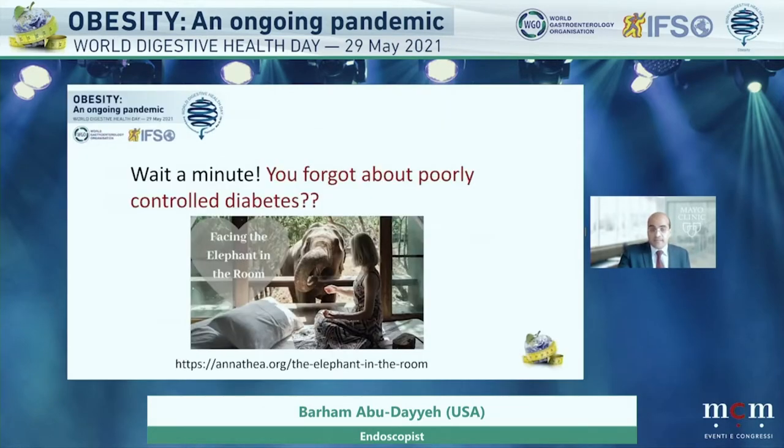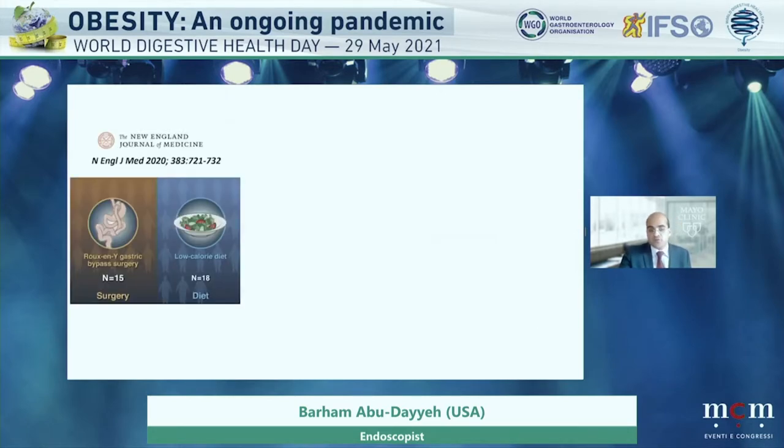But you might tell me, wait a minute, Dr. Abu Dayyeh, you forgot about the elephant in the room. And the elephant in the room here is poorly controlled diabetes mellitus. And for that, I would refer you to an important study published in the New England Journal of Medicine and submit to you that the weight loss observed with the combination of hiatal hernia repair and endoscopic sleeve gastroplasty with a fundoplication is sufficient to have improvement or remission of type 2 diabetes.